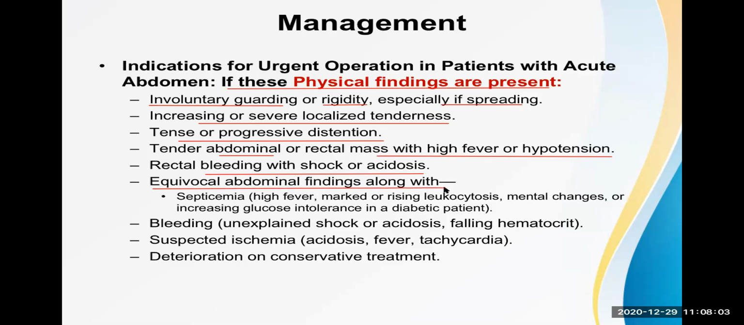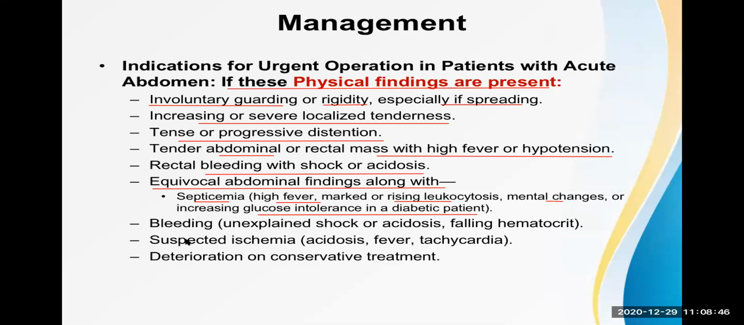Equivocal abdominal findings along with these features, like features of septicemia, high fever, marked or rising leukocytosis, mental status change, or increasing glucose intolerance in a diabetic patient. Now, what do you mean by this? Equivocal means a positive or negative finding. You cannot really tell what the diagnosis is here. Plus-minus findings are there. You cannot pinpoint what is occurring. But if this patient has these features along with equivocal abdominal findings, then the chance of complication is very high. So it is better to open the abdomen.